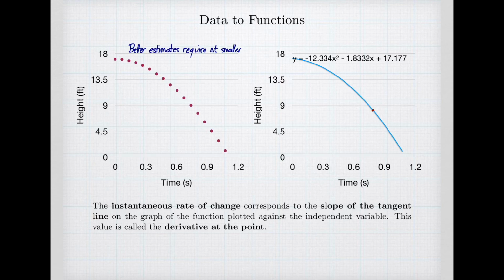When we were calculating an average rate of change, remember that's where we took 2 data points and we found the slope between them. This is something that we call a secant line. It's sometimes also called a chord between the data points. And the slope of the secant line measures the average rate of change.